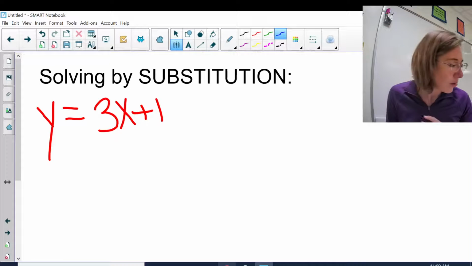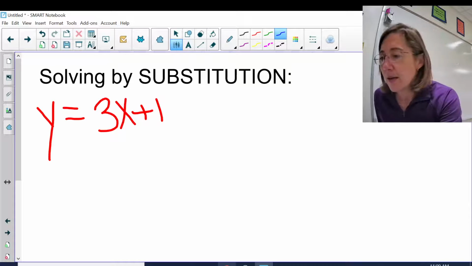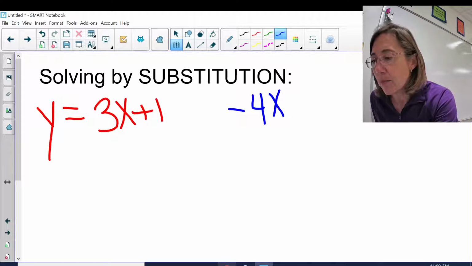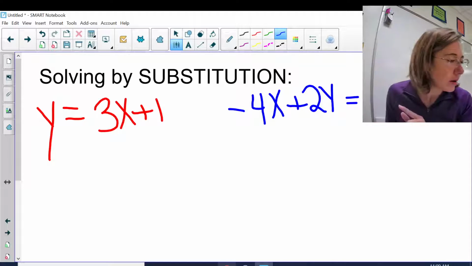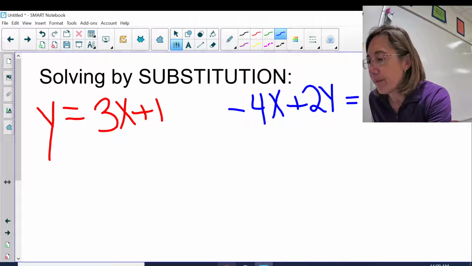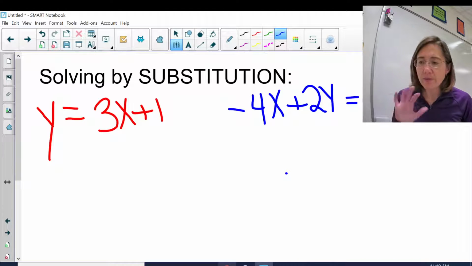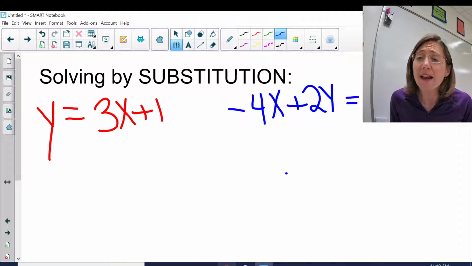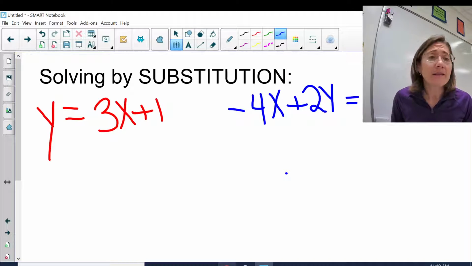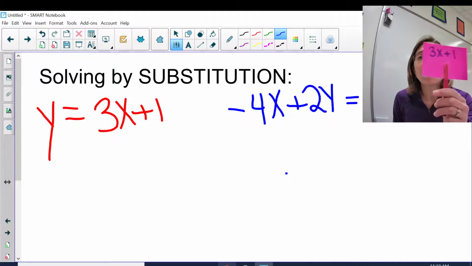And my second equation was negative 4x plus 2y equals negative 2. So that was my system of equations, my two equations. And if I look at my red equation, it says that y is equal to what? 3x plus 1? Yeah, so that means y is equal to 3x plus 1.